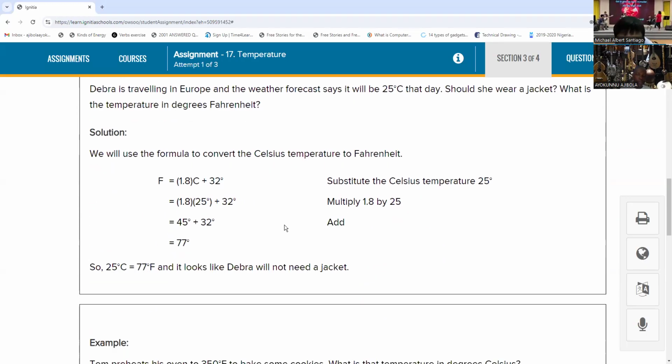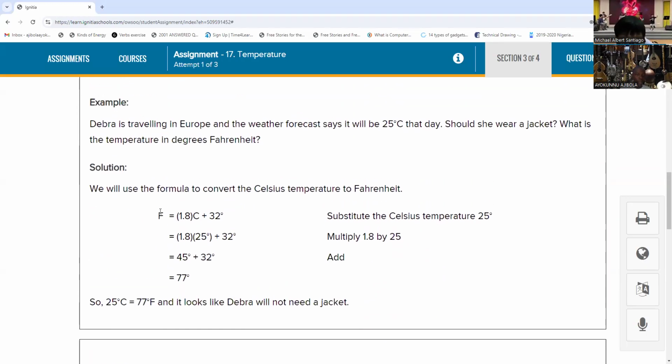So we're going to look at more examples. Deborah is traveling to Europe, and the weather forecast says it will be 25 degrees C that day. Should she wear a jacket? What's the temperature in Fahrenheit? So what we do is multiply the 25 by 1.8, then add 32, and that's 77. So for 77 degrees Fahrenheit, she would not need a jacket because it's not cold.